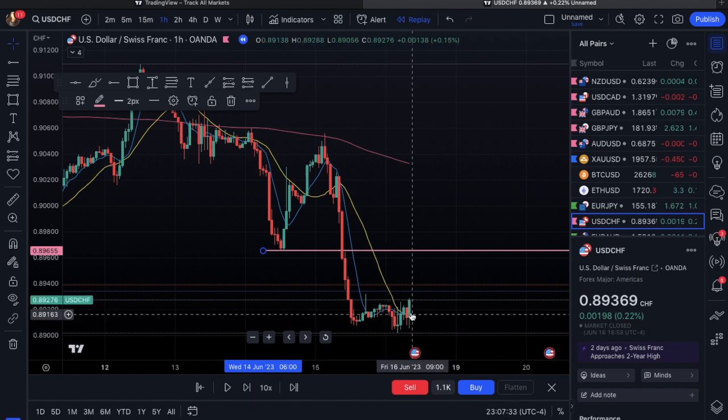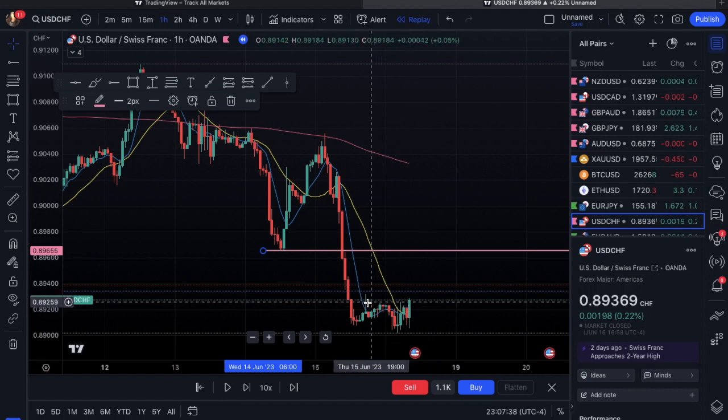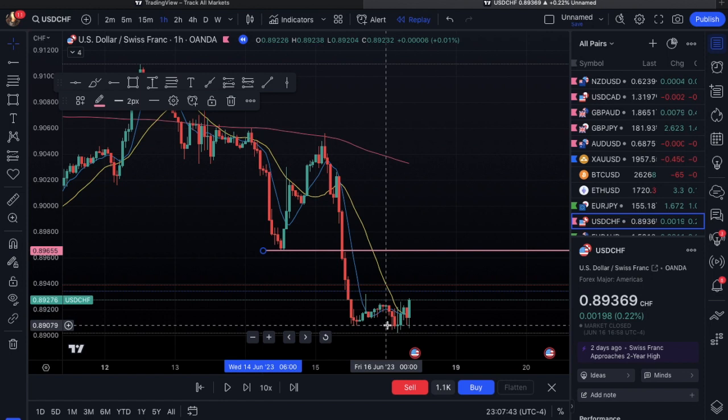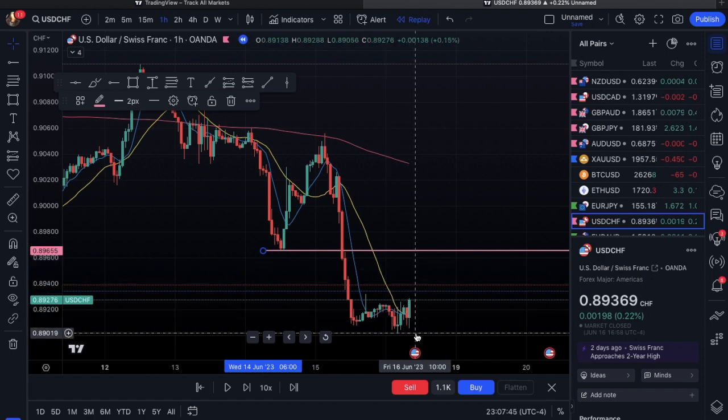All right, so we have this bullish candle that broke above these candles. So that's giving me even more confirmation that we may want to go ahead and push up. Keeping in mind we have news at 10 o'clock, so being very cautious.